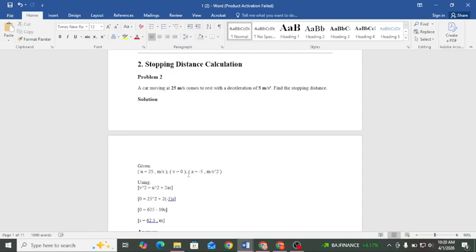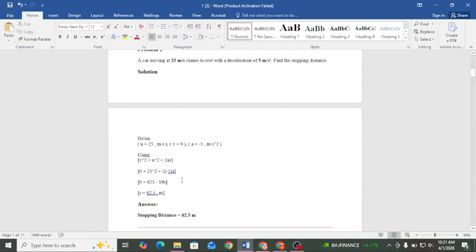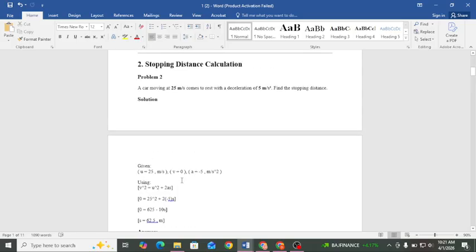The equation used here is v square is equal to u square plus 2as. So we put it into this equation: 0 equals 25 square plus 2 into the deceleration value of minus 5 into s. So the stopping distance s is 62.5 meter required to stop this vehicle.